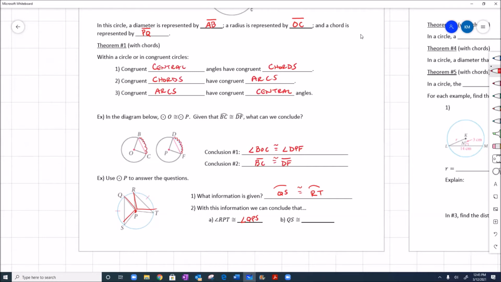And then we can also see that QS, talking about the chord here, should be congruent to RT, its corresponding chord on the other side. Okay, and that's all given from that angle.